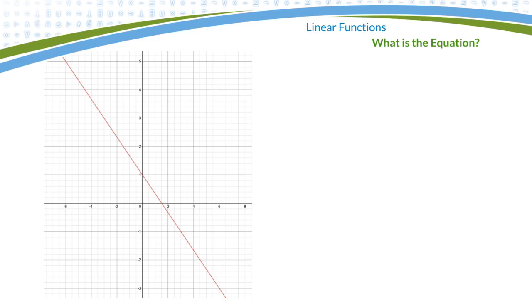Okay, so we've seen how we can graph functions, but what if I have a graph and I want to figure out what the function is? So what is the equation? You can do that by just looking at the graph, see where it crosses the y-axis. Looks like it's crossing there at 1. So my b value will be 1. And now all I have to do is figure out what the slope is.